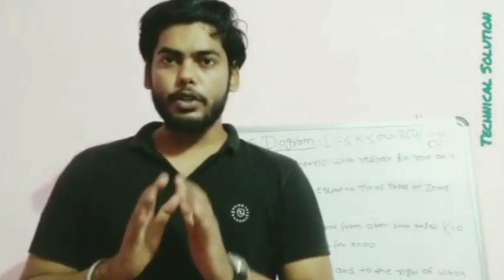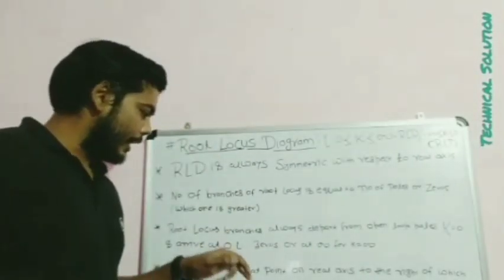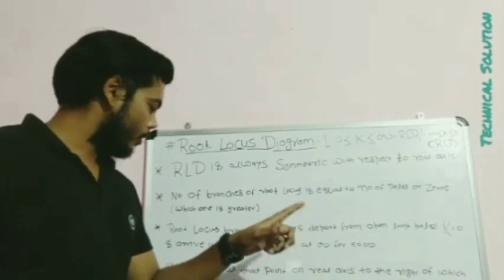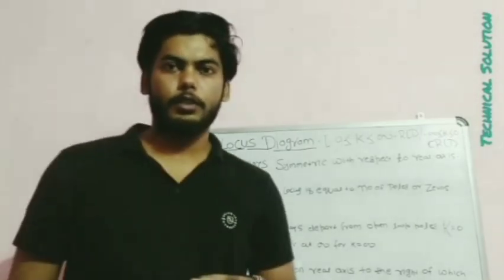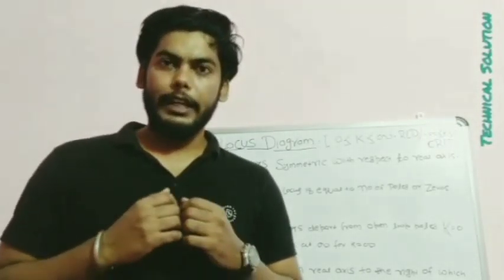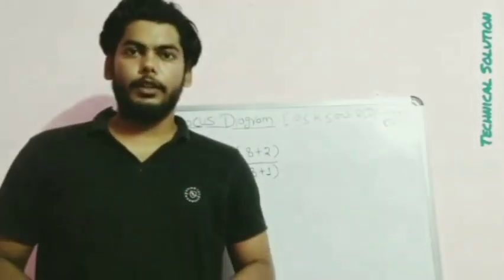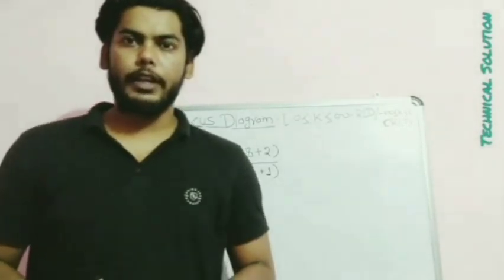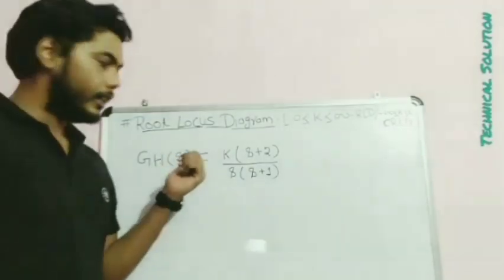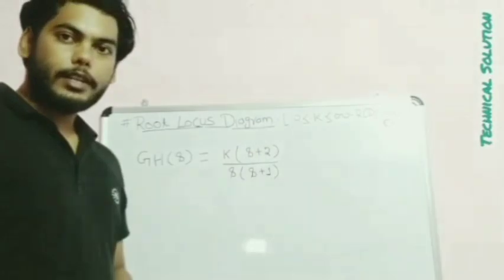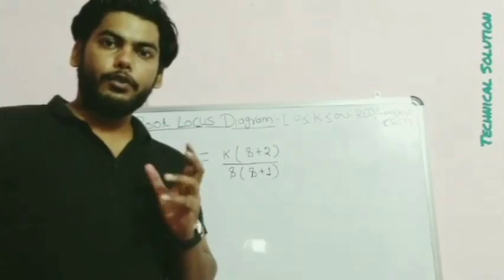Now the fourth and most important point is that root locus exists at a point on the real axis if the total number of poles and zeros to the right of that point is odd. We can easily analyze this from the diagram. We can understand point 4 from an example. Here the transfer function G(s)H(s) is given as K(s+2) upon s(s+1). The number of poles is 2 and the number of zeros is 1.